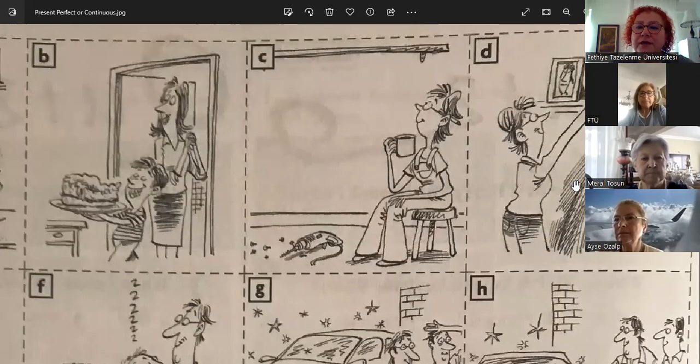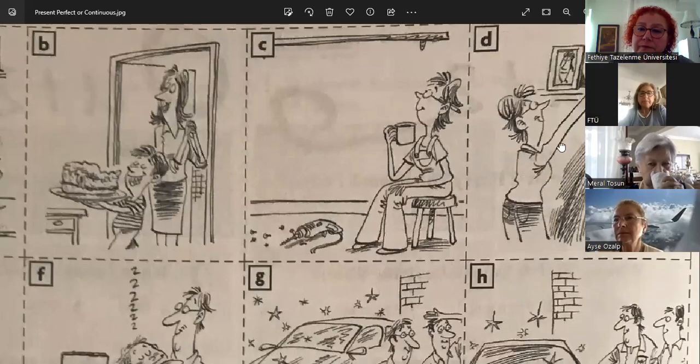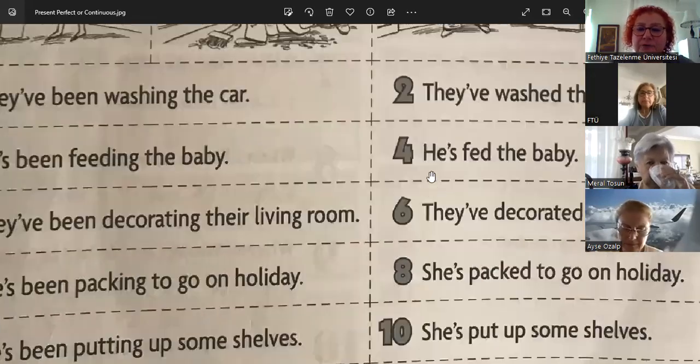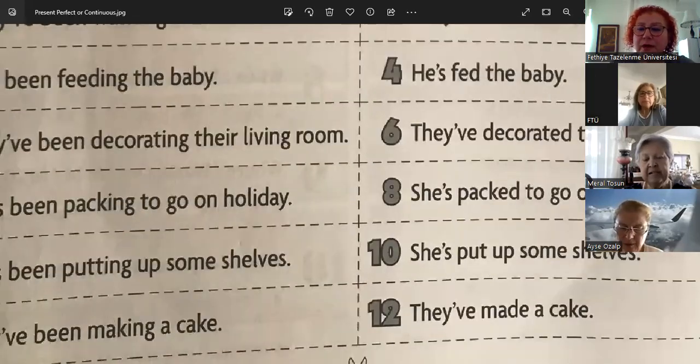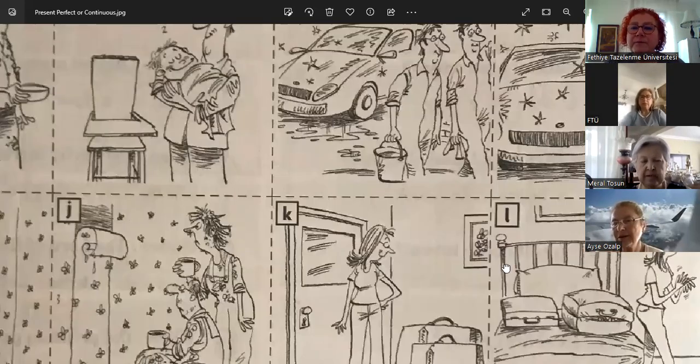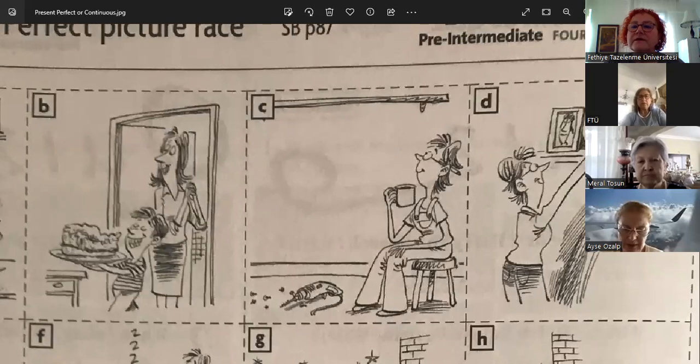But what else in the next one? She has put up some shelves. So that means the mission is completed, but something is still in progress. That's why we use present perfect continuous tense here.